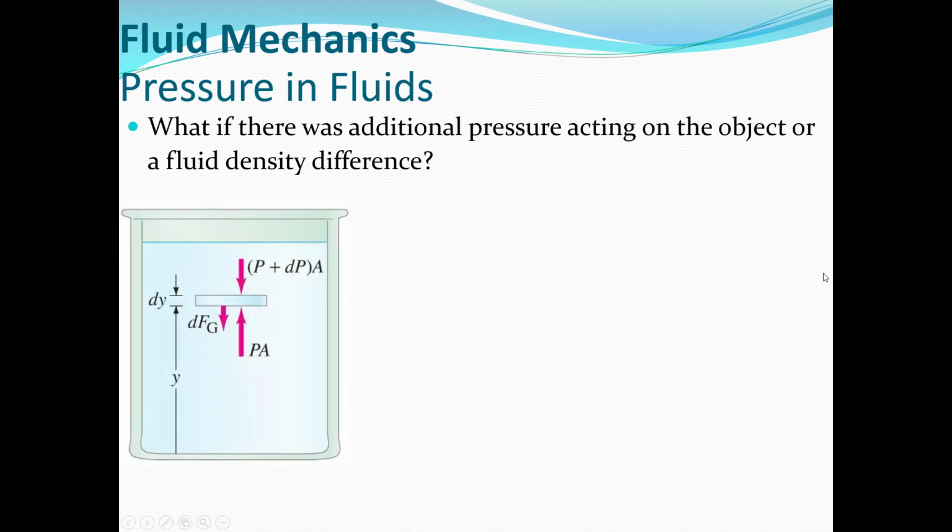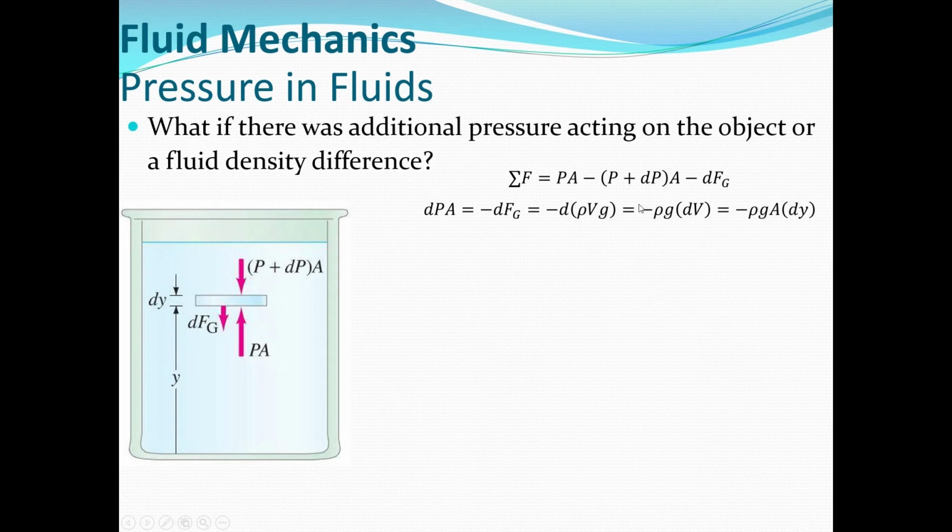Now, we can follow up and say, well, what if there was an additional pressure acting on the fluid, or a fluid density difference? So again, we can consider a case where we have the pressure caused by the two objects plus its weight. We do the same thing that we did in the previous class where we summed the forces. We had the pressure caused from the bottom, pressure caused from the top, and then its weight, moving some things around, setting these equal to each other.